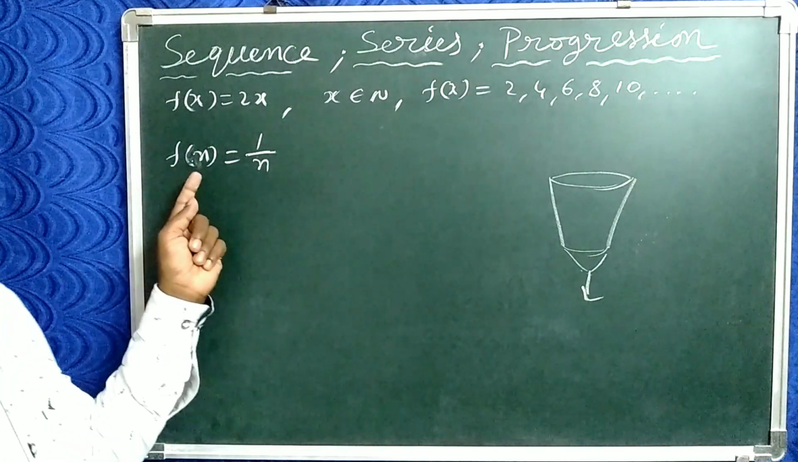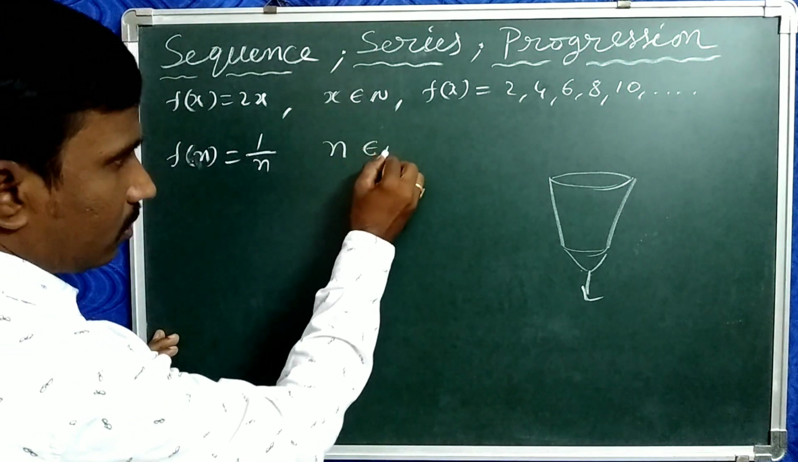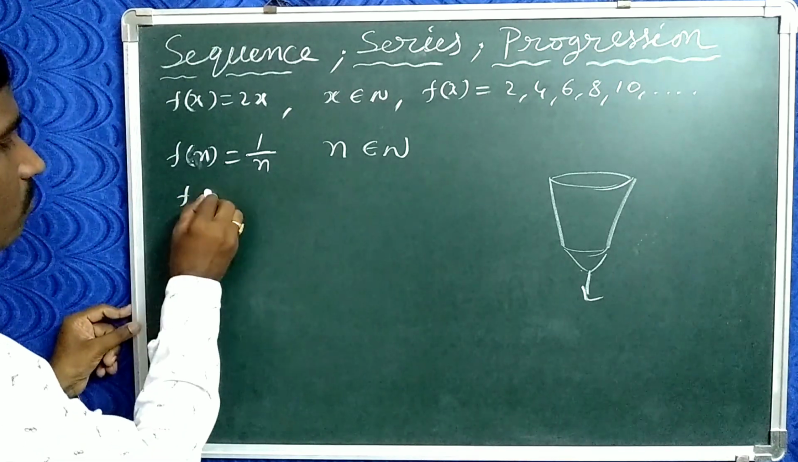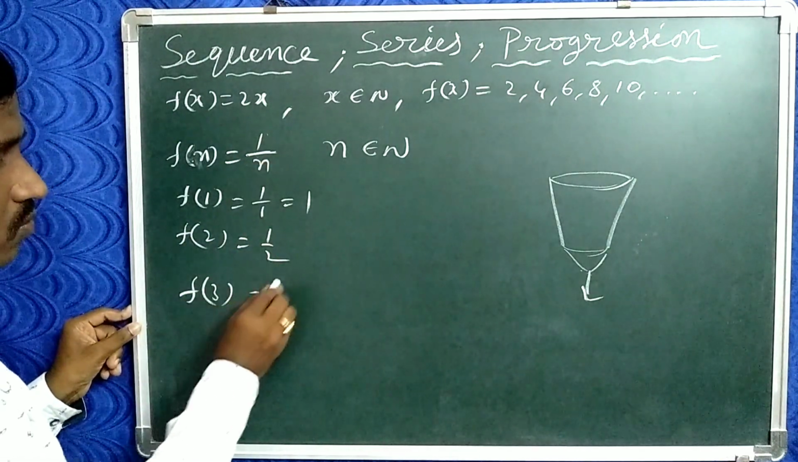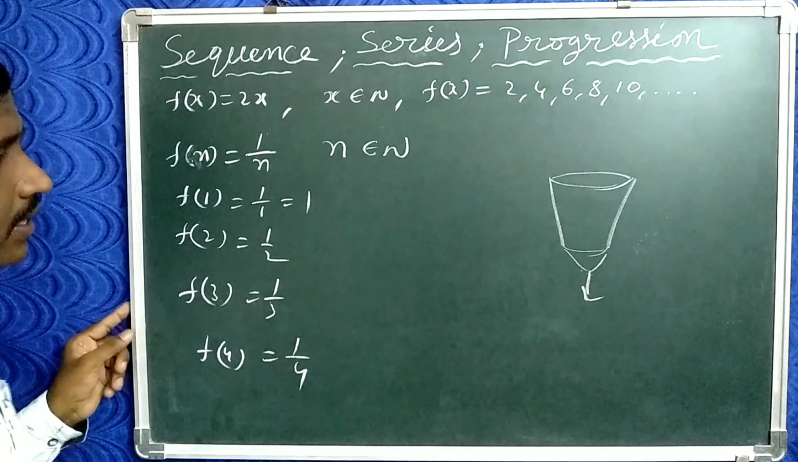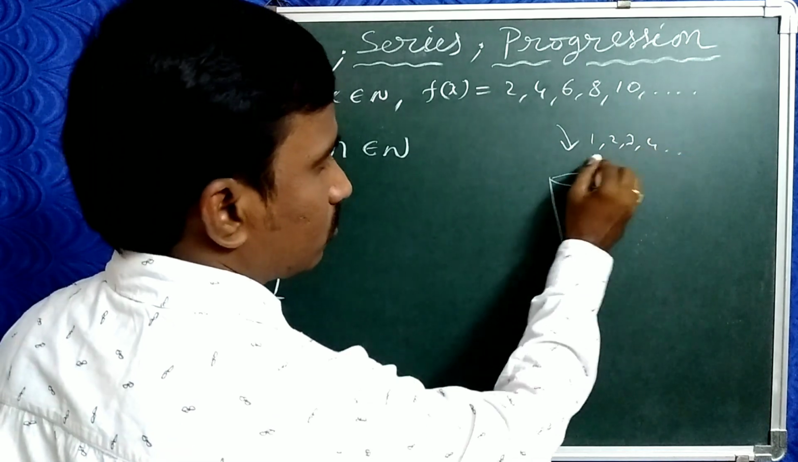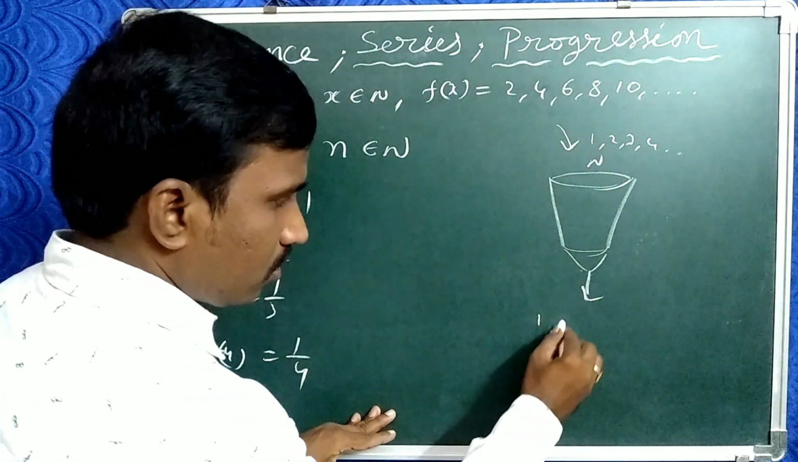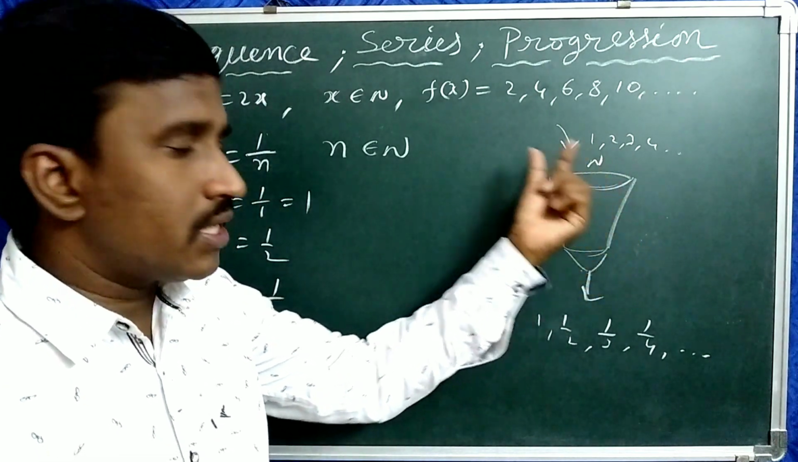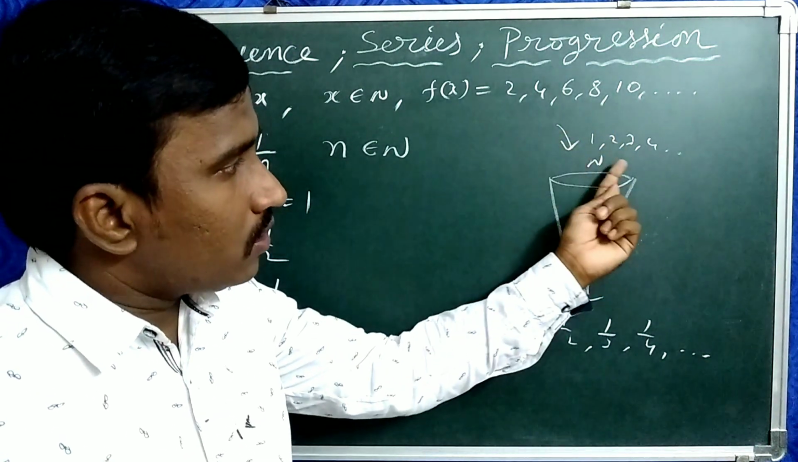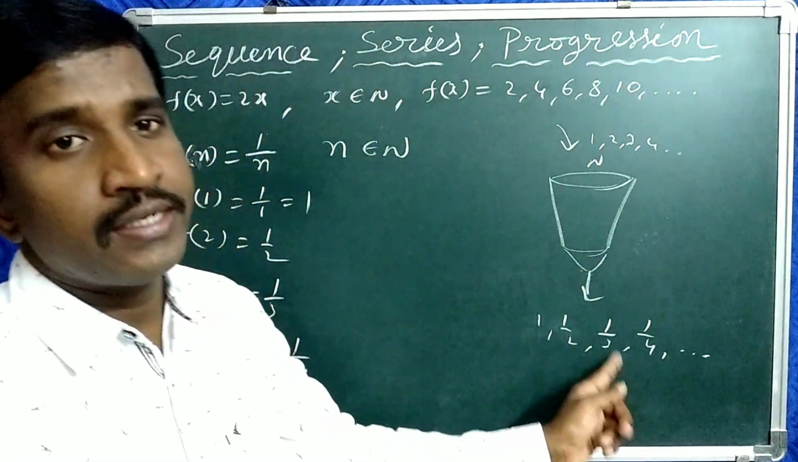Friends, now take f of n equal to 1 by n. Here also, the domain belongs to the set of natural numbers. That's why here n belongs to the set of natural numbers. Suppose n is 1, f of 1 is 1 by 1, which is 1. f of 2 is 1 by 2. f of 3 is 1 by 3. f of 4 is 1 by 4. Here the input values are 1, 2, 3, 4, and so on, the set of natural numbers. The output values are 1, 1 by 2, 1 by 3, 1 by 4, and so on. So the input values are the set of natural numbers, and the output values are rational numbers. Since all the input values belong to the set of natural numbers, these output values are nothing but a sequence.